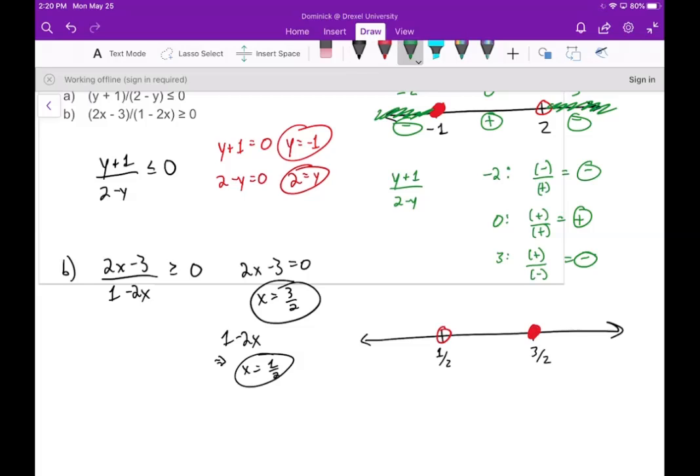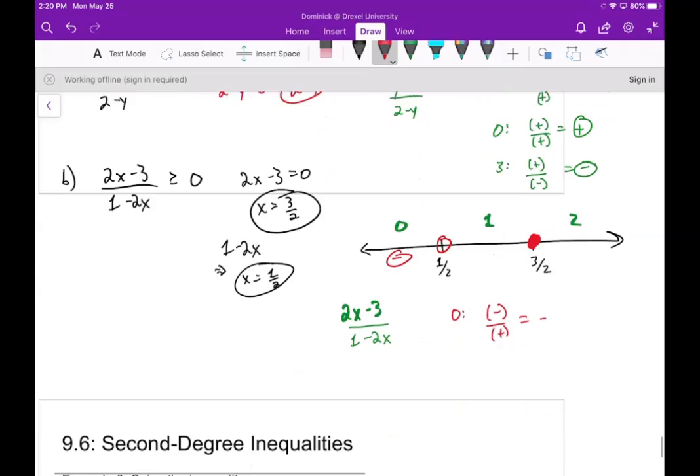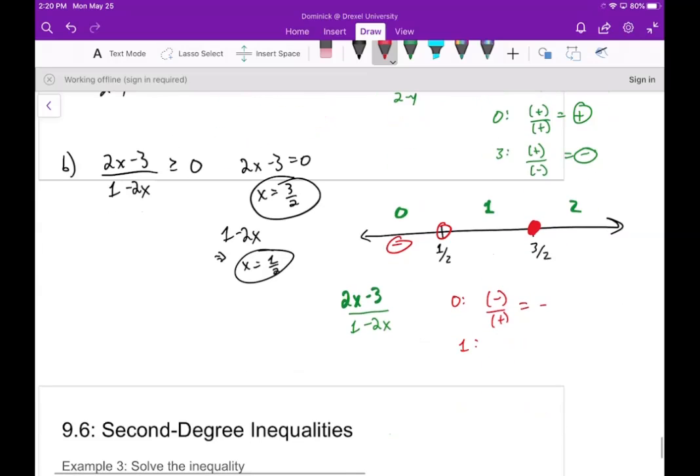So now if we test some numbers, I can test 1, 0, and 2. All right, so again, we're using 2x minus 3 over 1 minus 2x. If I plug in a 0, I'm going to get a negative over a positive, so that's negative. If I plug in a 1, I'm going to get a negative over a negative, which is positive.